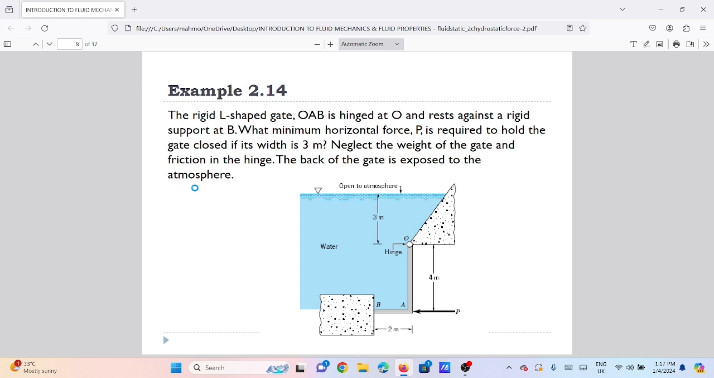So this is the second sample of the question. The rigid L-shaped gate OAB is hinged at O and rests against the rigid support at B. What minimum horizontal force P is required to hold the gate closed if its width is 3 meters? Neglect the weight of the gate and the friction in the hinge. The back of the gate is exposed to the atmosphere.